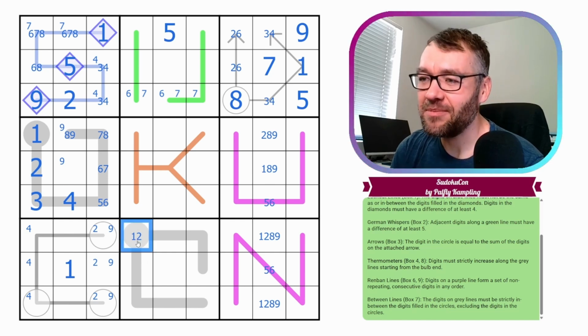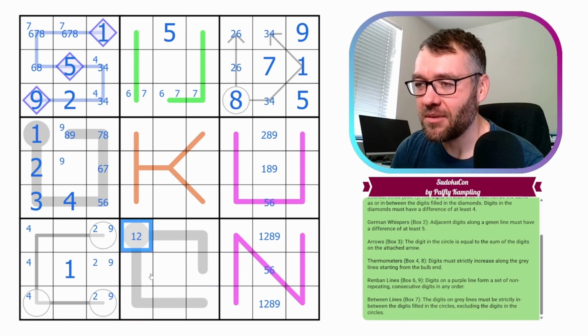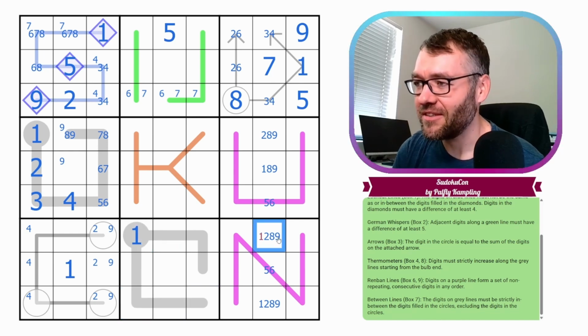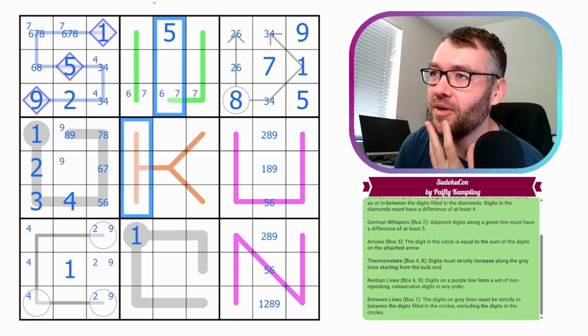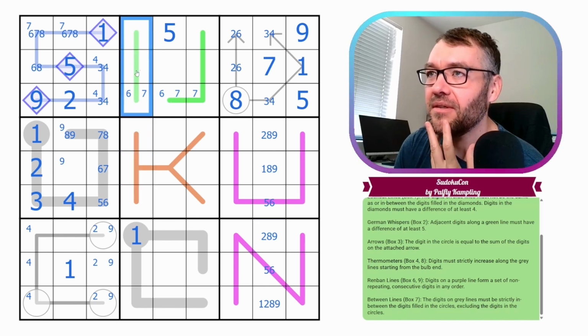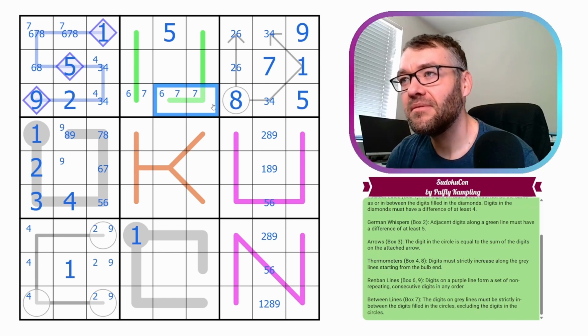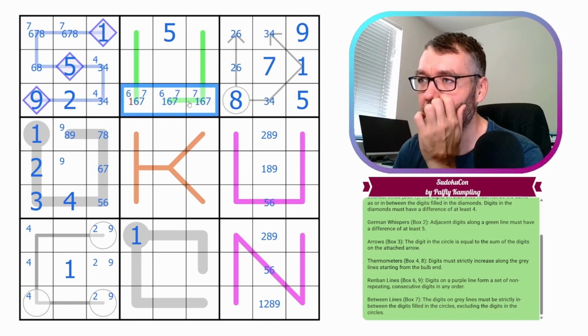Oh, where does 1 go? This has to be a 1, because 1 can't go in here, and 1 can never go along a thermo unless it's in the bulb, because there's nothing smaller than 1. I should have noticed that earlier. Okay, so 1 isn't going here. 1 has to go down here. Okay, that actually makes this a 1, 6, 7 triple down here, because 6 and 7 also have to go down here. Oh, well, yeah, that's right. We have this 3, 4 pair here. I totally missed that. So this is a 1, 6, 7.